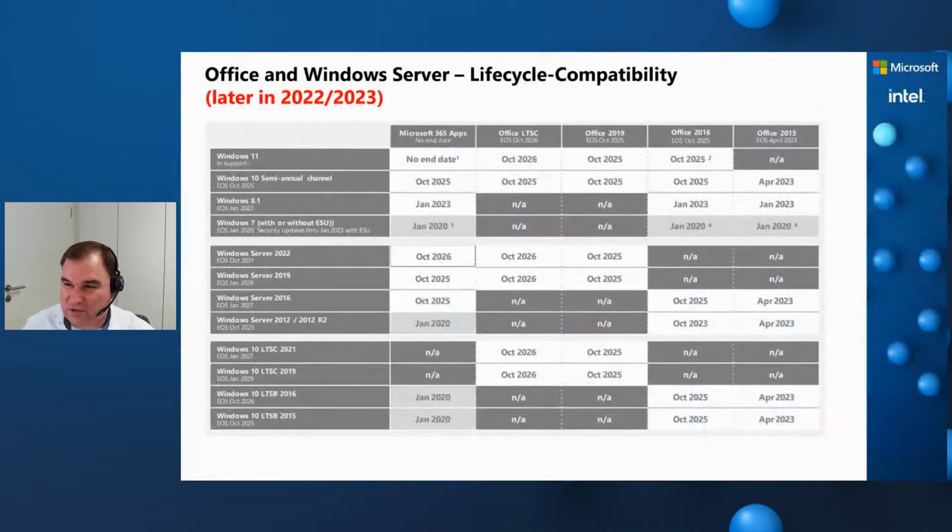Sorry, I wanted to switch to this slide here. And there we will have a support for Microsoft 365 apps on Windows Server 2022 till October 2026. On Windows Server 2019, it's already available today till October 2025. And for sure for Office LTSC, so the Office 2021 version from the volume licenses, we also have a support till October 2026.